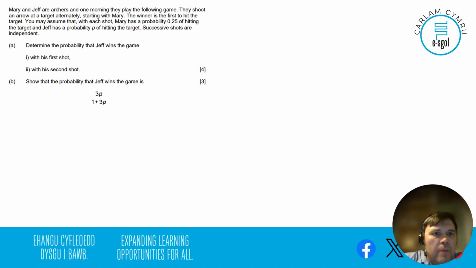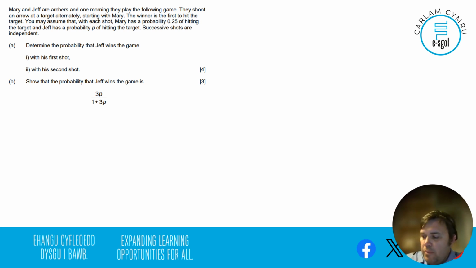So we have Mary and Jeff are archers, and one morning they play the following game. They shoot an arrow at a target alternately, starting with Mary. The winner is the first to hit the target. You may assume that with each shot, Mary has a probability of 0.25 of hitting the target, and Jeff has a probability p of hitting the target. Successive shots are independent. Determine the probability Jeff wins the game on his first throw.